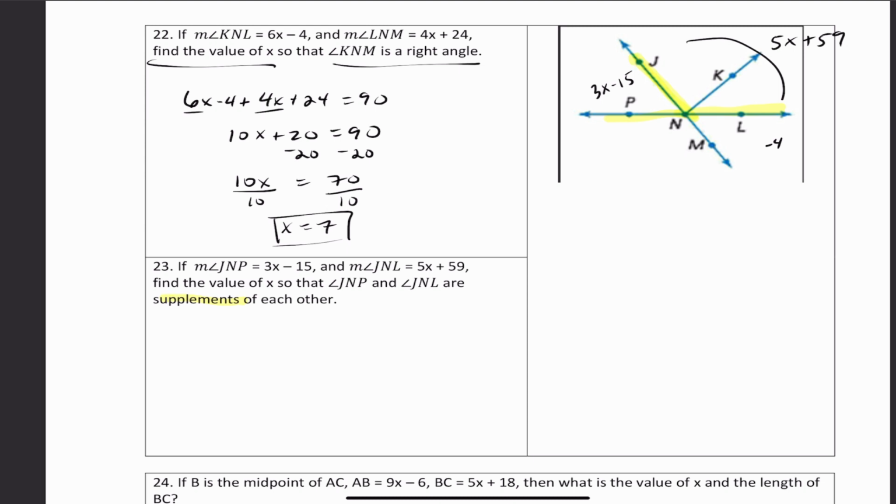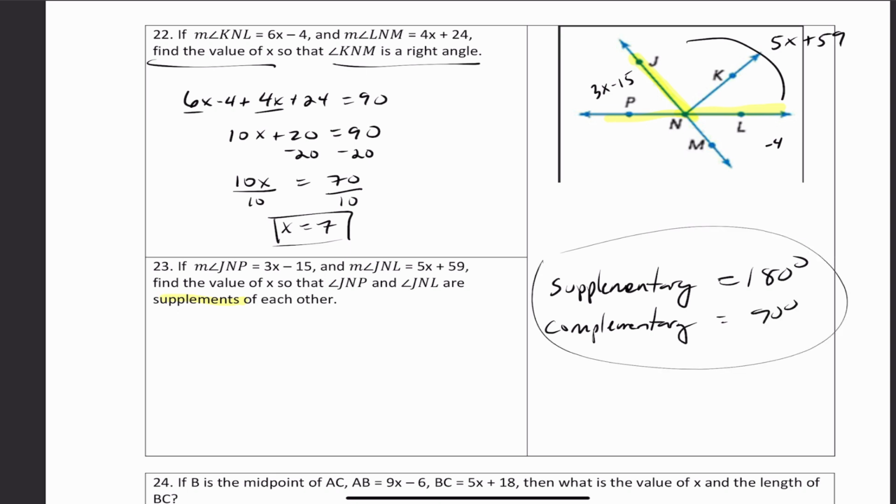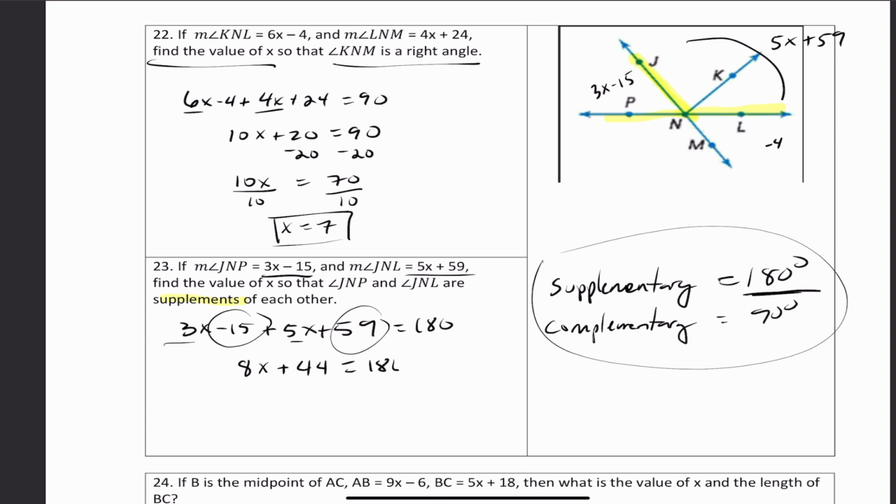And when I see the word supplement, supplement or supplementary is equal to 180 degrees, and complementary is 90 degrees. Okay, super important that you understand. So if they're supplements of each other, that means I have to take this and this, add them up, and equal to 180. So now, if I combine, I get 8x, and then if I circle these things and combine them, that's 44 equals 180.